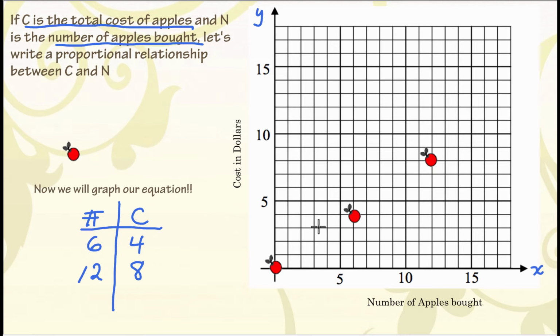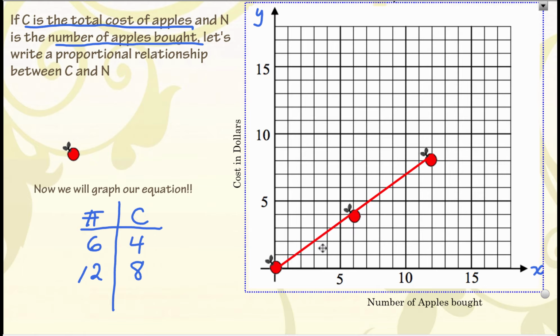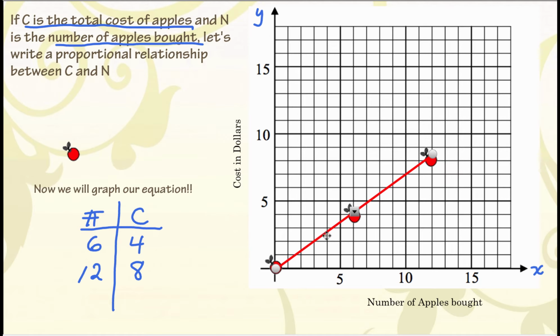Now, I could draw a line and connect these apples, but that really wouldn't make sense in this case. Because by drawing this line, I'm saying that I can buy any amount of apples from 0 to 12 and beyond. So that means I can go to a farm stand and ask for 1.5 apples? No, that's ridiculous. We can only buy in whole apples. So technically, we really shouldn't draw a line to connect these apples.